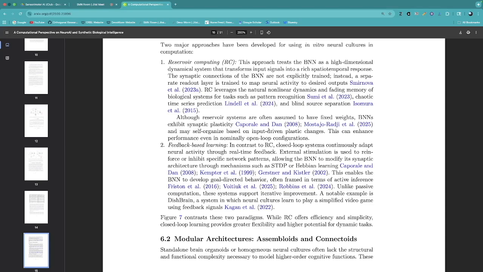Biological neurons exhibit synaptic plasticity and may self-organize based on input-driven plastic changes. So this is one approach, reservoir computing, and then the other approach is feedback-based learning, where you have closed-loop systems that continuously adapt neural activity through real-time feedback. External stimulation is used to reinforce or inhibit specific network patterns. So just having that contrast between reservoir computing and feedback-based learning.